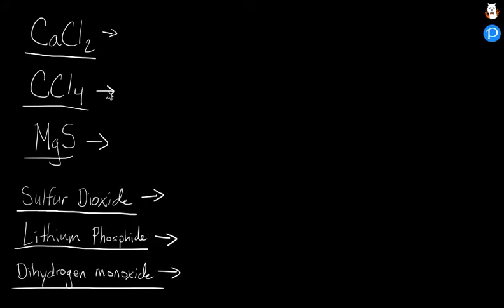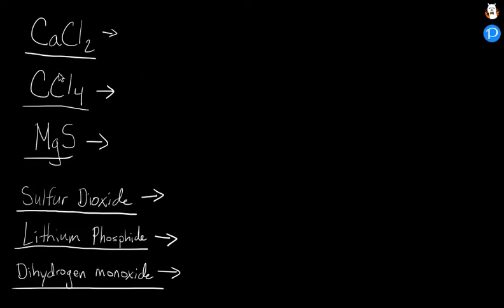Now, this is a mixture of two different types. Some of these are ionic and some of them are covalent. And we've learned that the way that we name these different types of compounds is different. So the rules that I have for ionic compounds are different than the rules for covalent compounds. And we need to be able to tell the difference.